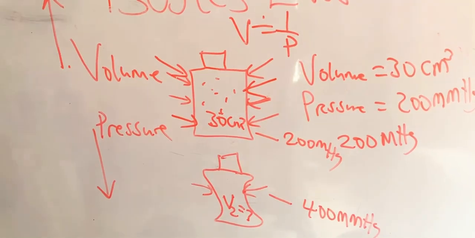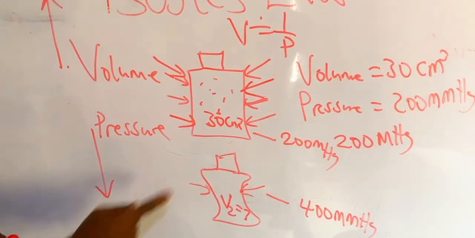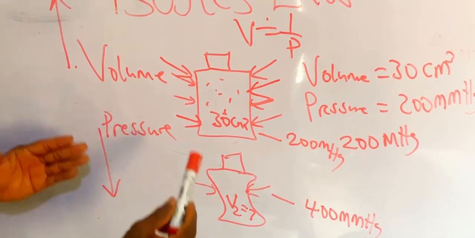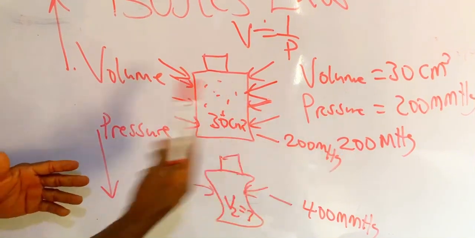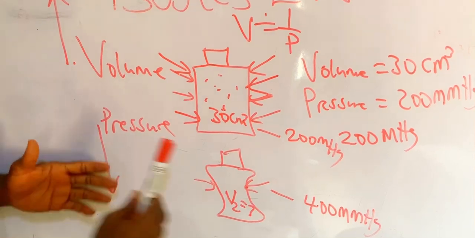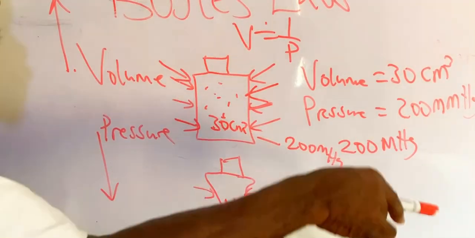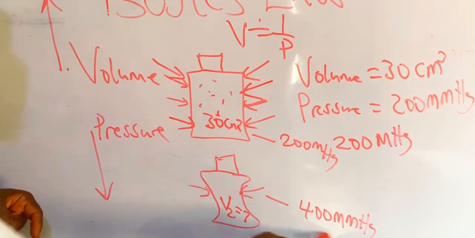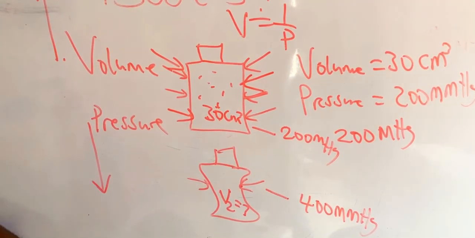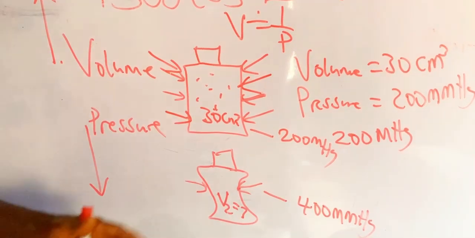Now, what did you observe? When we have a pressure of 200 millimeter mercury, the volume was 30 cm cube. Now we have increased the pressure by an extra 200, making it 400 millimeter mercury. What do you think will happen to the container? The container will decrease. Now we are going to calculate what will be the new volume of this container. Follow me to the next video.